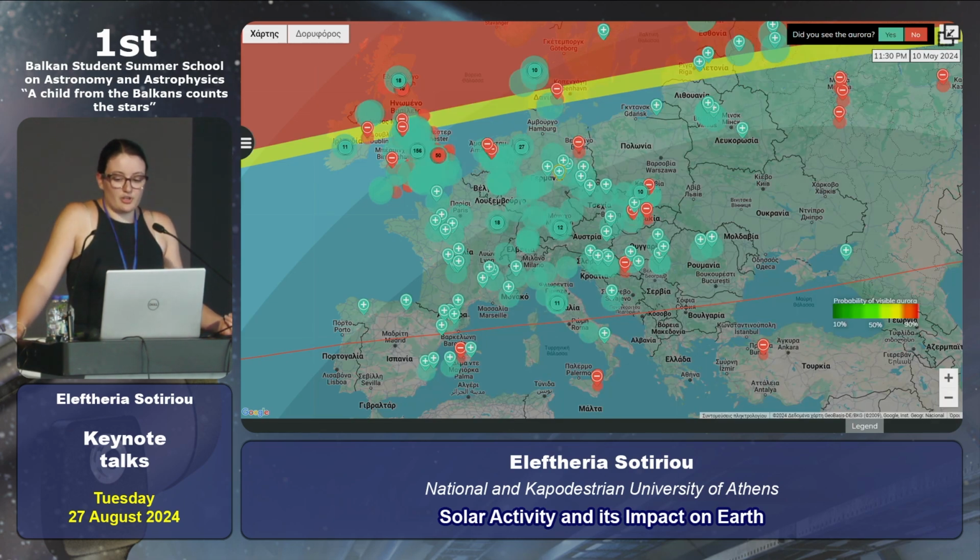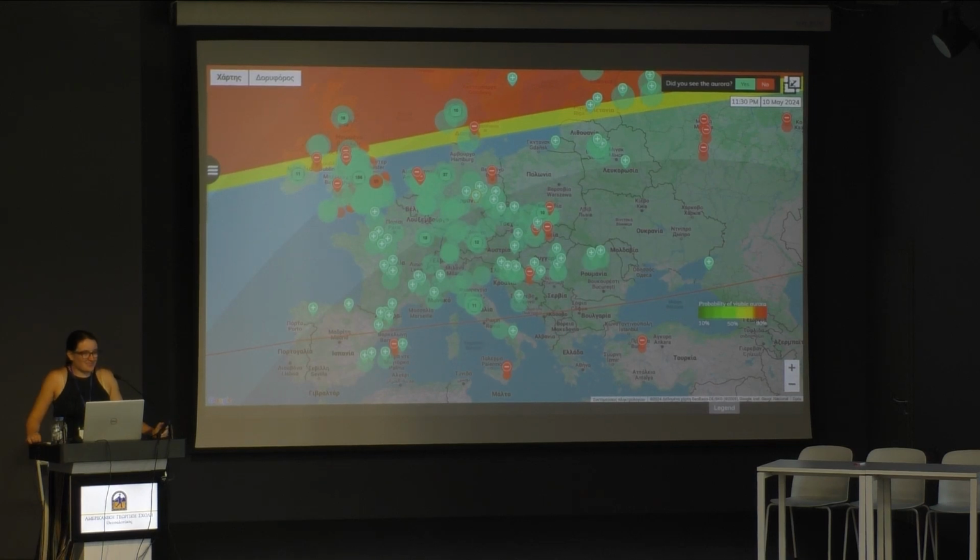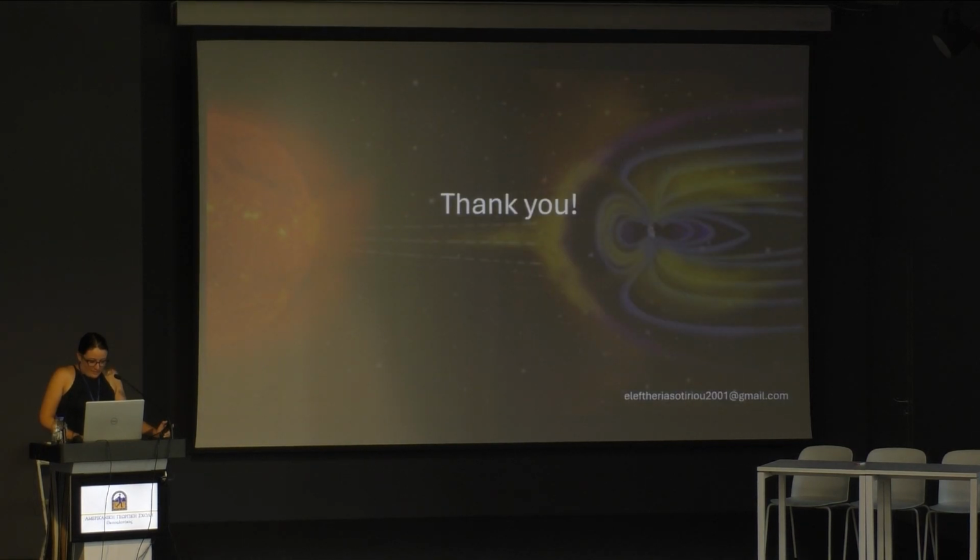Here is a picture, for example, from May 10th, as the diagram that I showed you before from the solar storm G5. And this is all the people that went into this website and wrote that they saw the aurora. You can see there are kind of many, but here in the Balkans we don't have that much support. So you can also visit this website, and if we are lucky enough again, but it's a solar maximum now, so maybe we will be lucky again, in order to have a storm that we can actually see the aurora from. And this is pretty much all, so thank you.